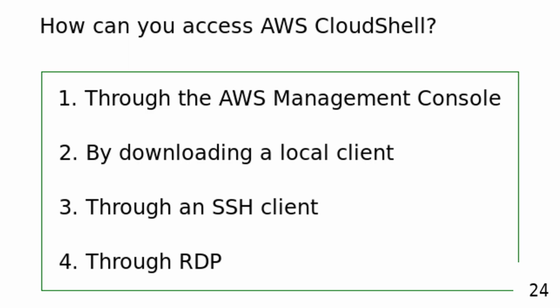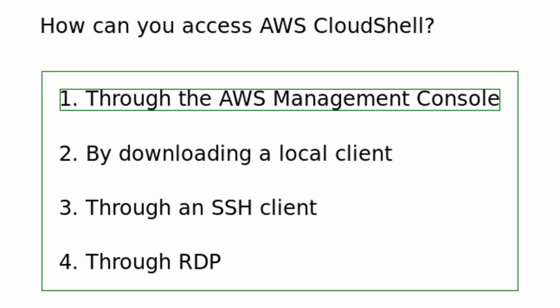How can you access AWS CloudShell? Through the AWS Management Console. By downloading a local client. Through an SSH client. Through RDP. AWS CloudShell is accessed through the AWS Management Console.